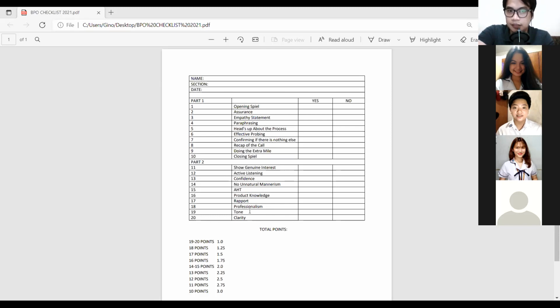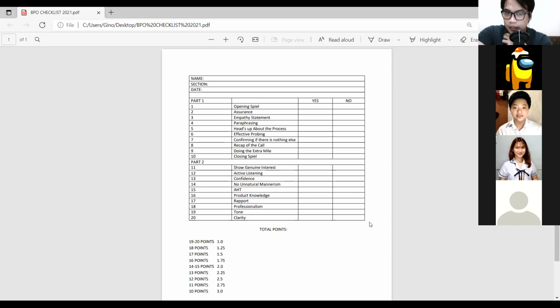So professionalism, tone, clarity, rapport, product knowledge, your knowledge about AHT, yung average handling time. Hindi ba masyadong matagal or hindi masyadong mabilis? So those are the things. Okay? Does it look intimidating, class? Nagigets nyo ba yung 20 points na tinitingnan natin? Don't worry, ito naman yung final output. So you still have 5 months to work on this.